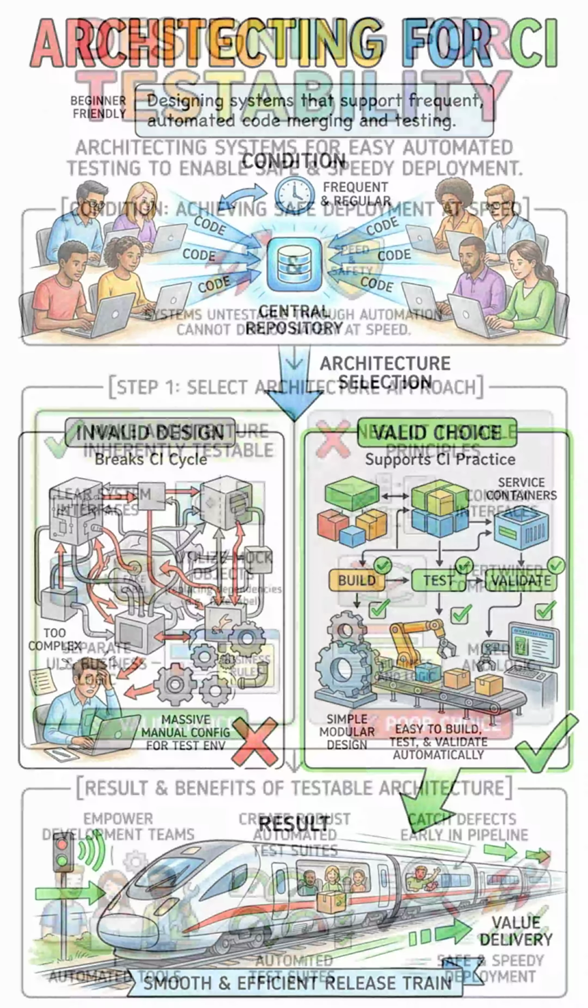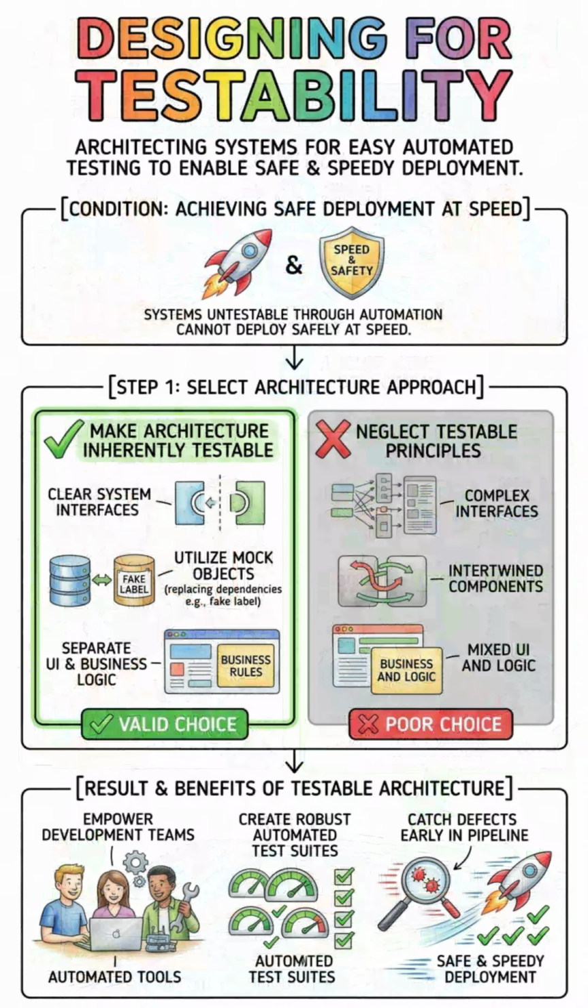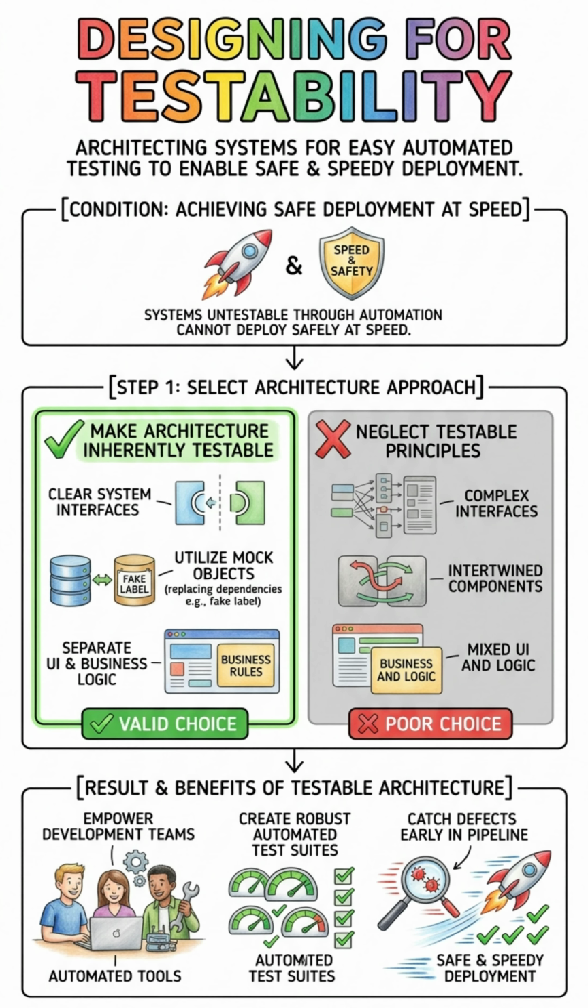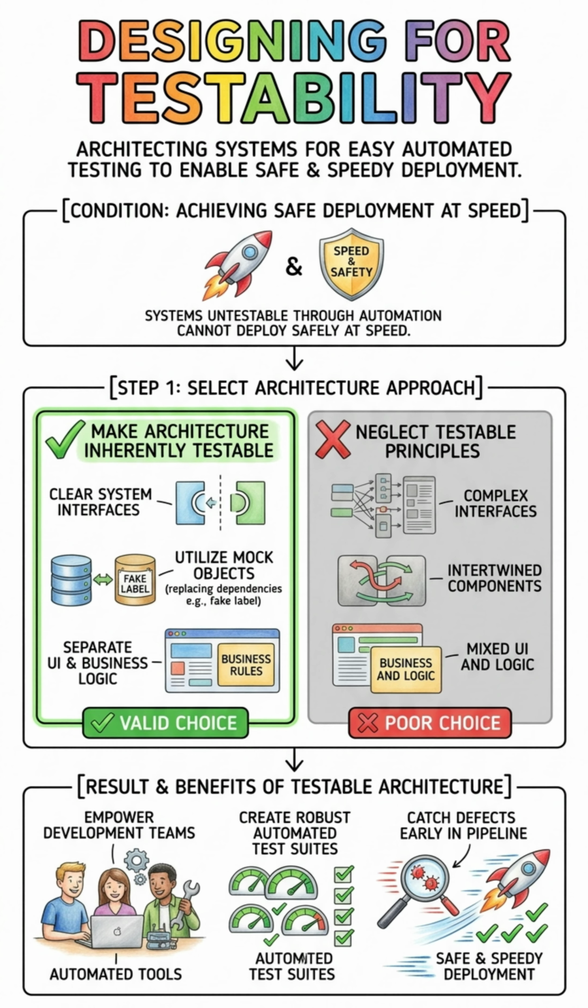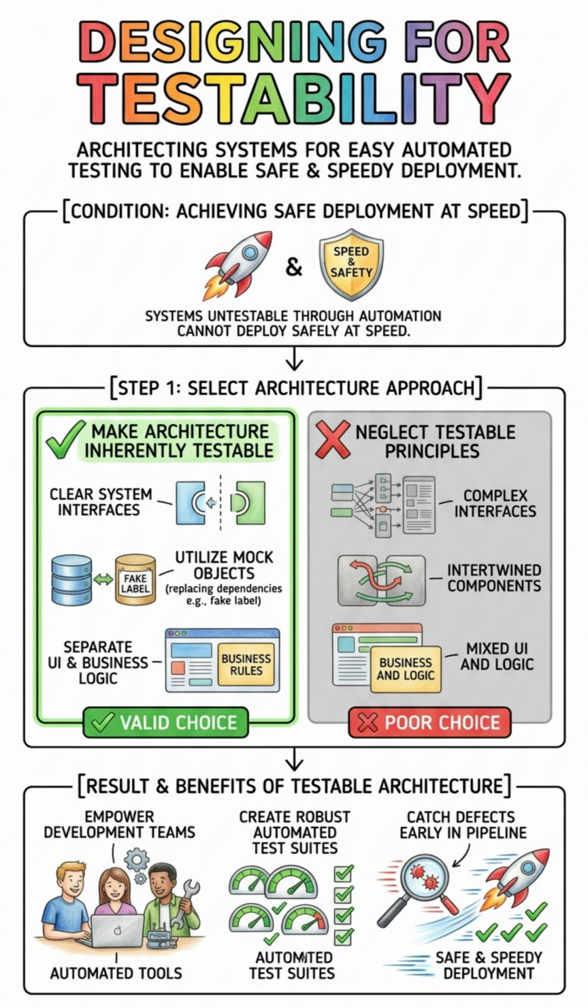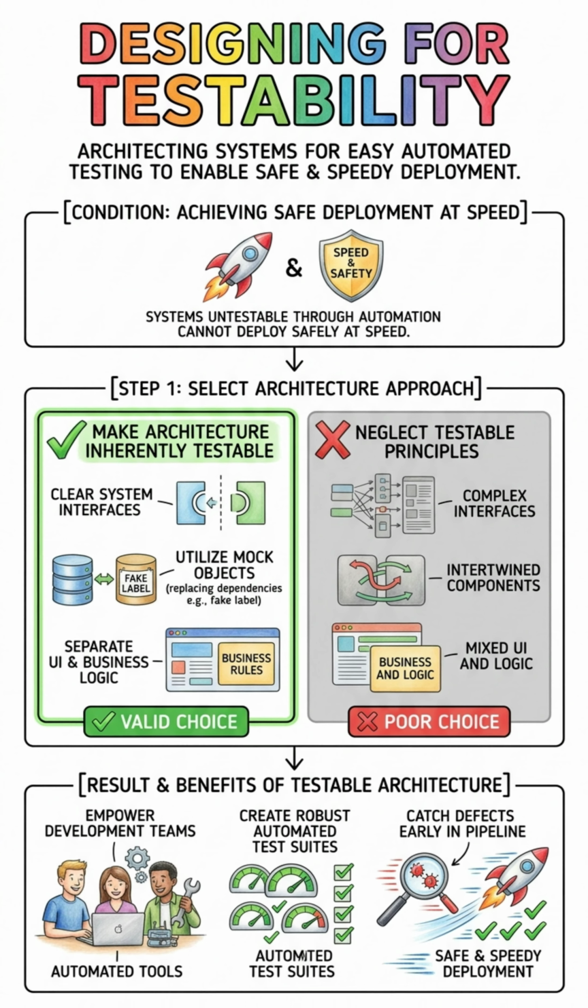Designing for testability is another critical exam topic. If a system cannot be easily tested through automation, it cannot be safely deployed at speed. You need to design clear system interfaces, utilize mock objects, and separate the user interface from the business logic. By making the architecture inherently testable, you empower the development teams to create robust automated test suites that catch defects early in the pipeline.